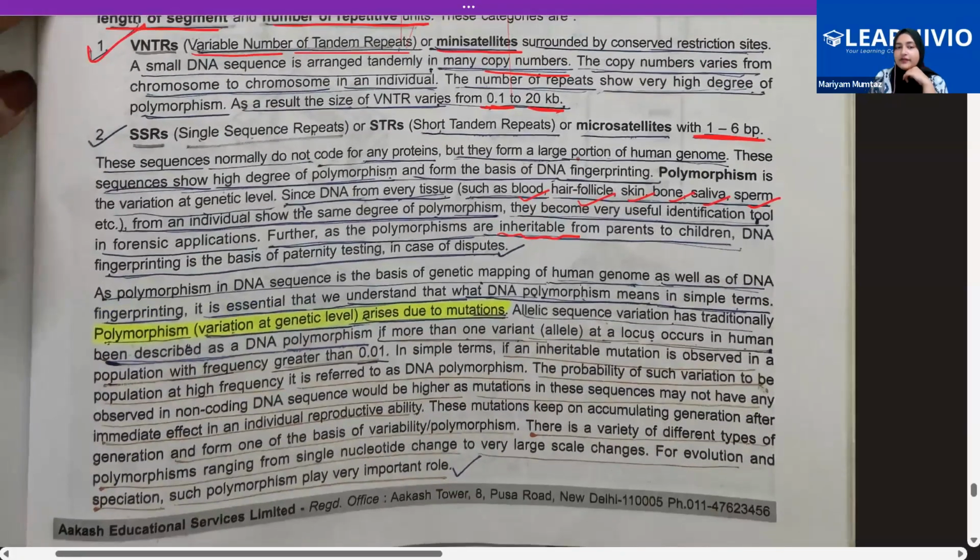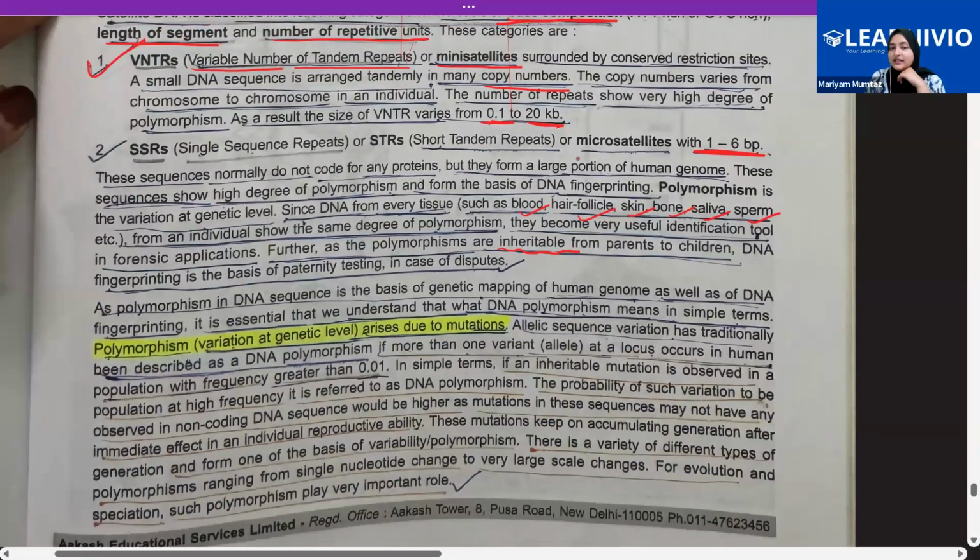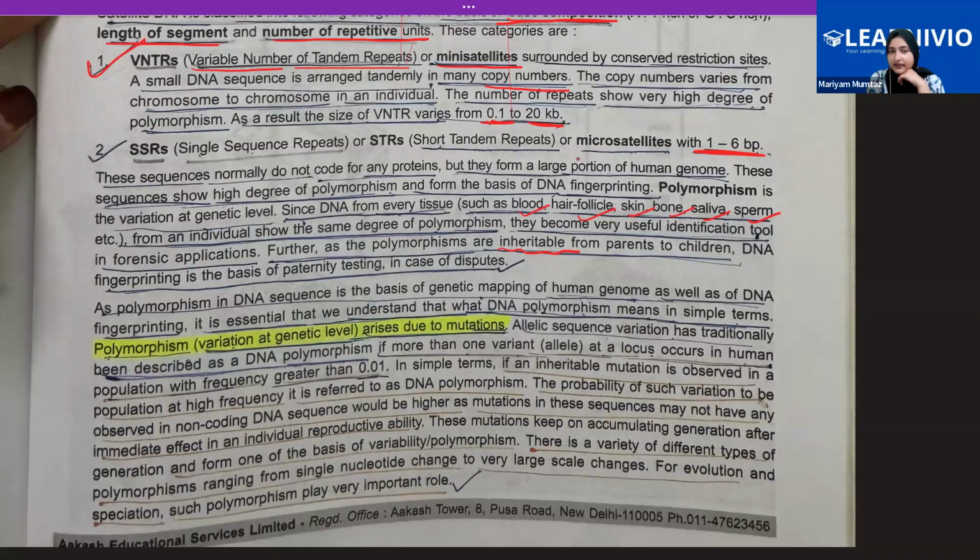So as polymorphism in DNA sequence is the basis of genetic mapping of the genome as well as of DNA fingerprinting, it is essential that we understand what DNA polymorphism means. Polymorphism means the variation at the genetic level, meaning that the same DNA exists in different forms at different levels, and that is because of mutation. This is what, in general, polymorphism means. And this polymorphism is the basis of DNA fingerprinting.